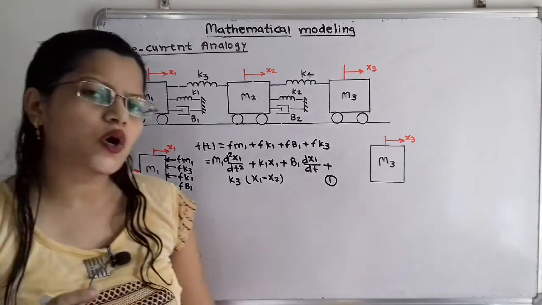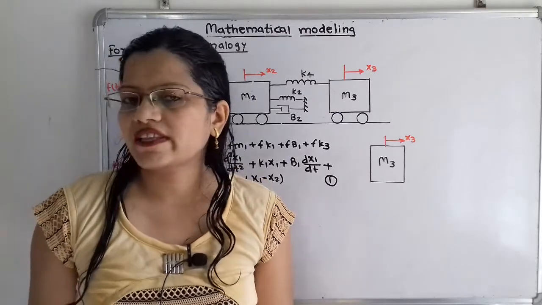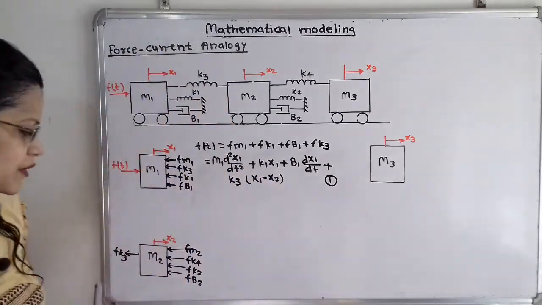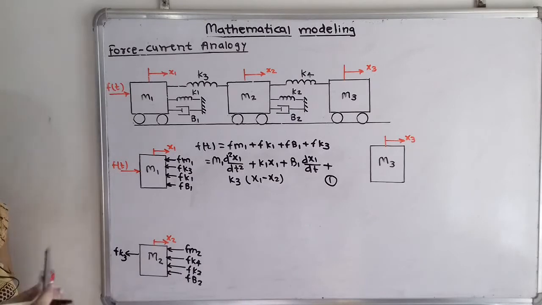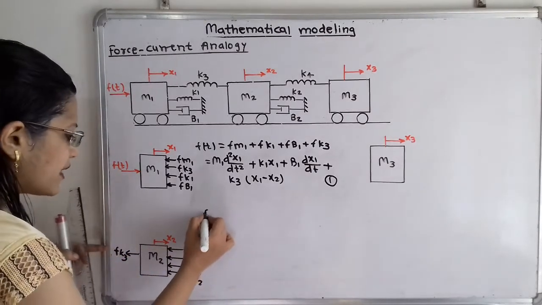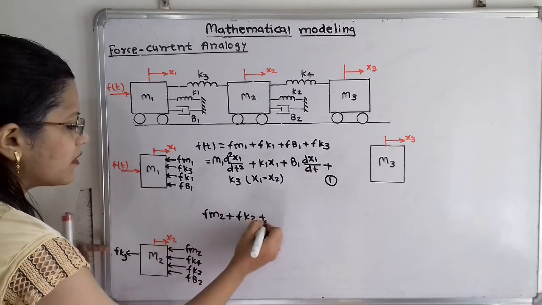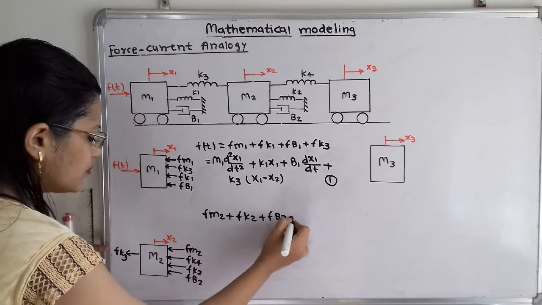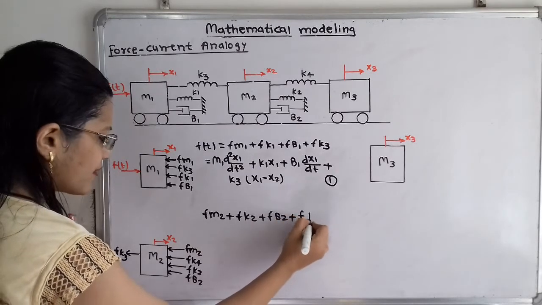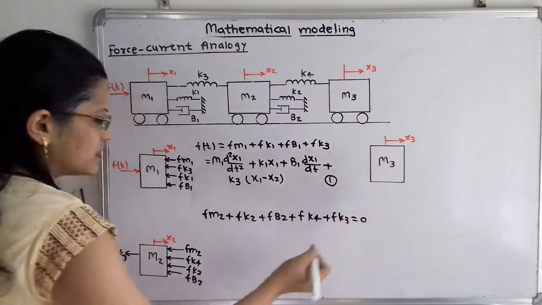So all these are reaction forces. According to Newton's second law of motion, we can say the sum of all the reaction forces is equal to 0 because all the forces are in the same direction. So how can we write the equation? I will write here Fm2 plus Fk2 plus Fb2 plus Fk4 plus Fk3 is equal to 0.